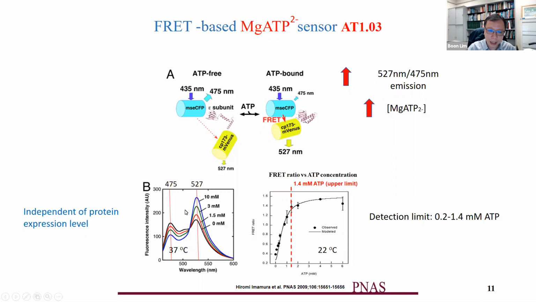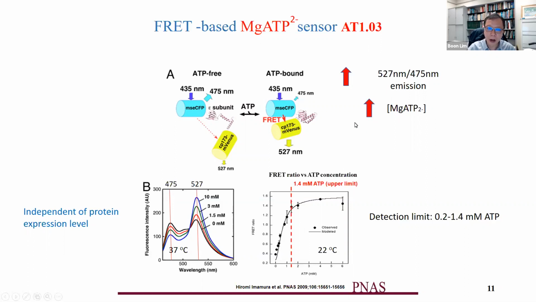And the advantage of using those ratiometric sensors is that they are independent of protein expression level. So when we overexpress this sensor protein in, say, a plant or Arabidopsis, the expression level in different cells or in different compartments would be different. However, for those ratiometric sensors, we can just look at the ratio and we don't need to worry about the protein expression level.